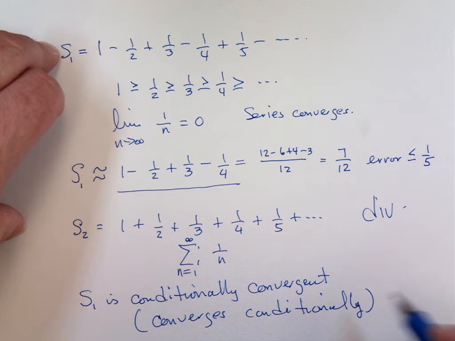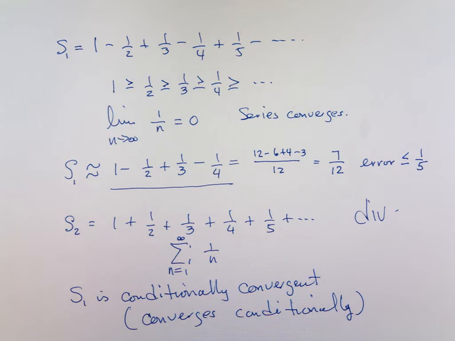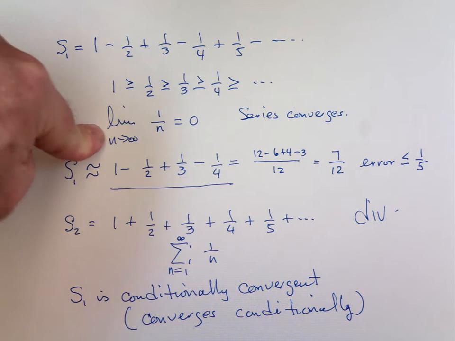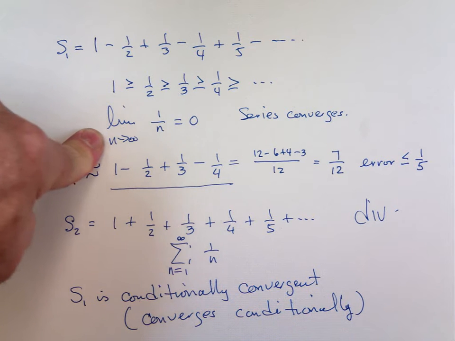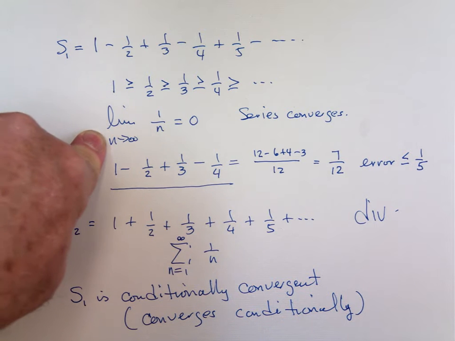Okay? Why the word conditionally in there? Because it depends on the series alternating in order to converge. If that series did not alternate, if it did not go plus, minus, plus, minus, it would diverge. It would be this harmonic series and diverge. But because it goes plus, minus, plus, minus, we proved that it does converge. It converges conditionally. What is the condition? That it alternates. Because if it didn't alternate, it wouldn't converge. Okay?